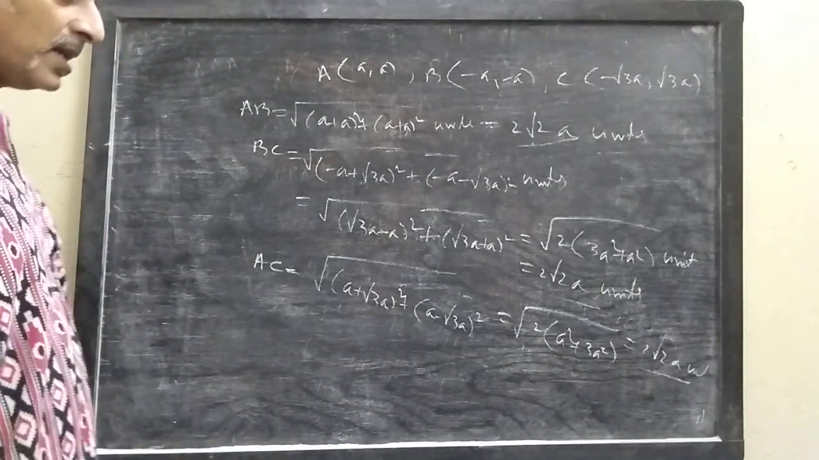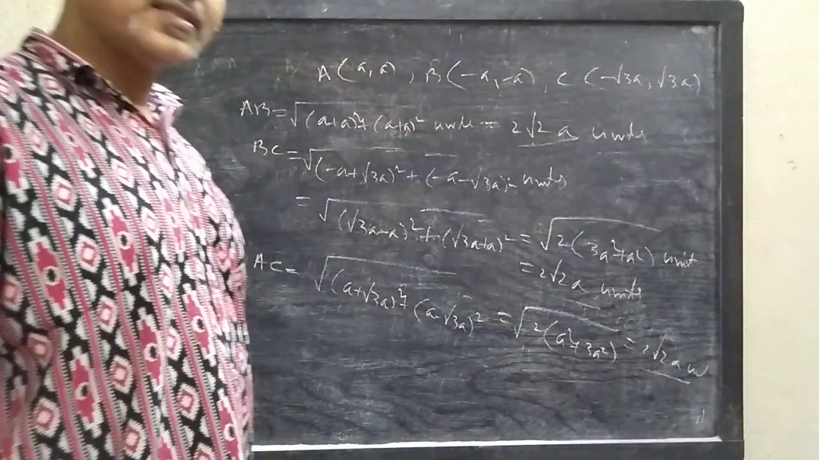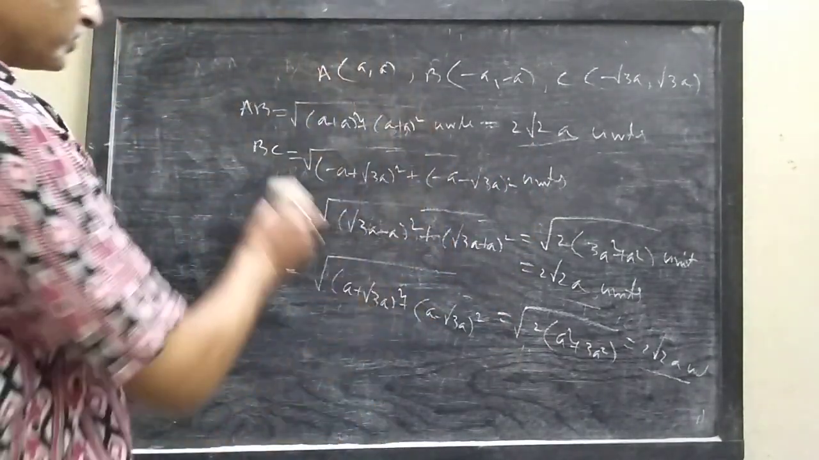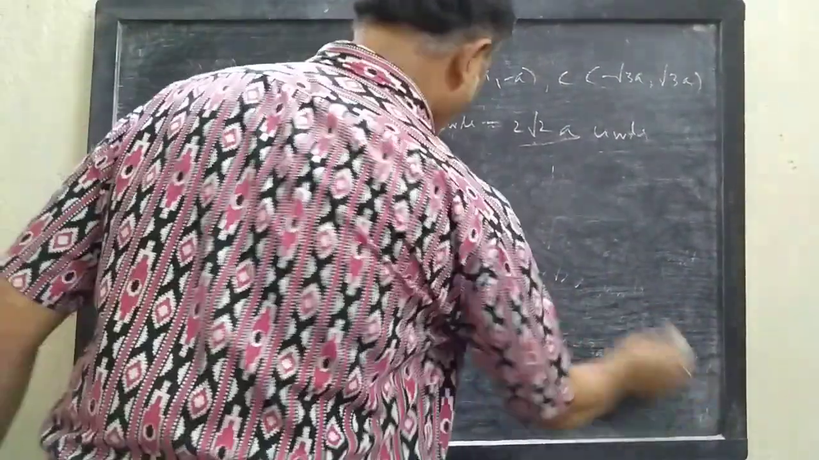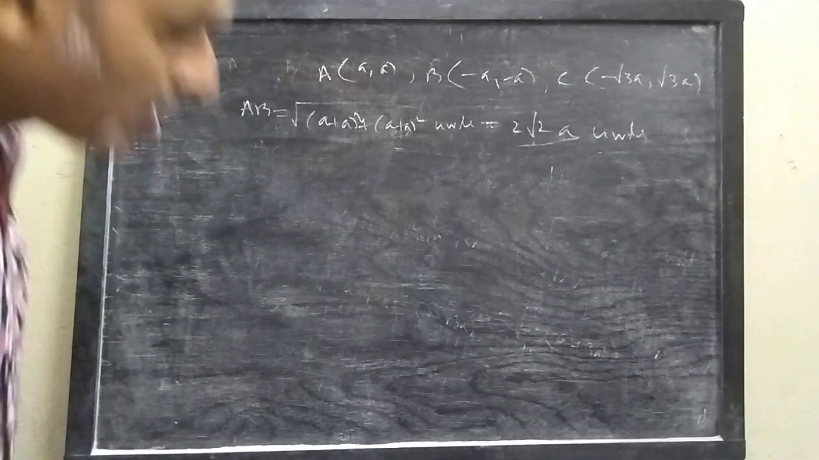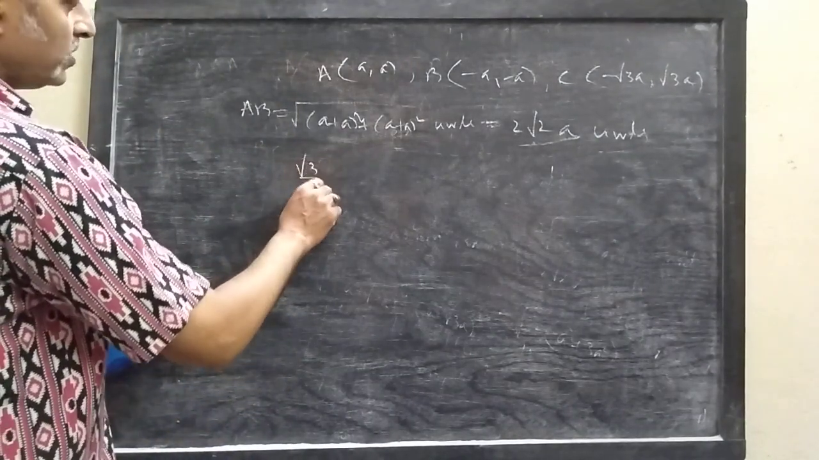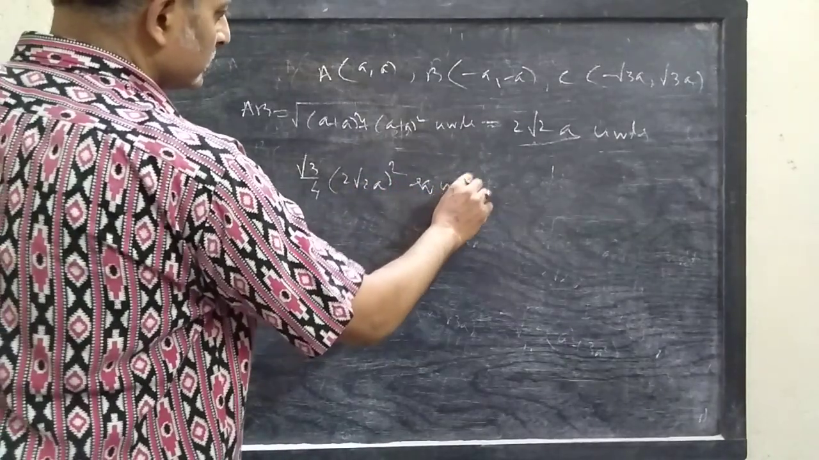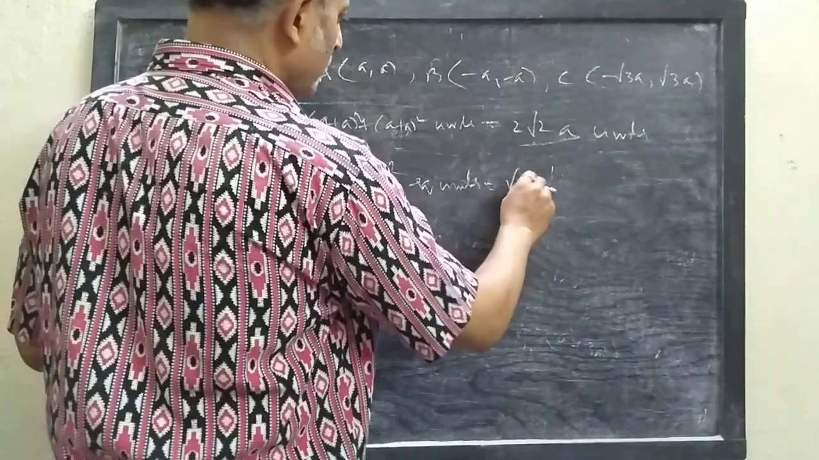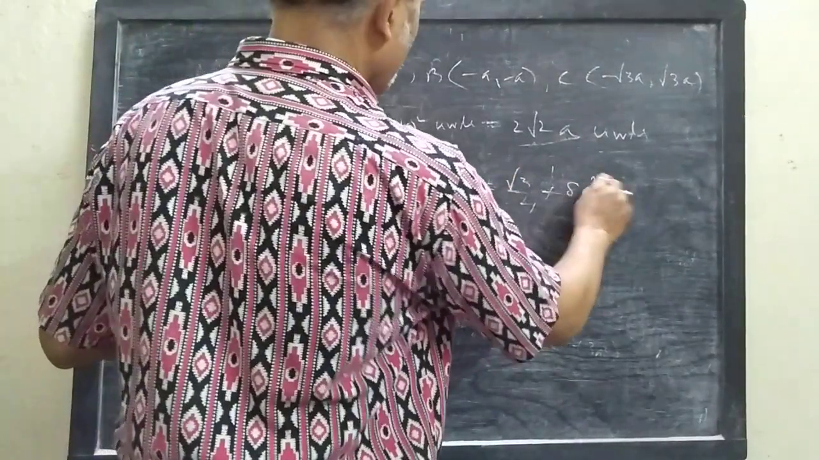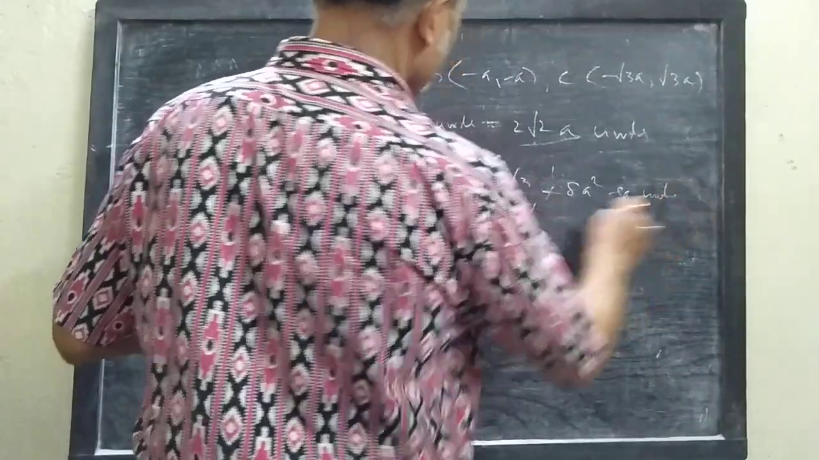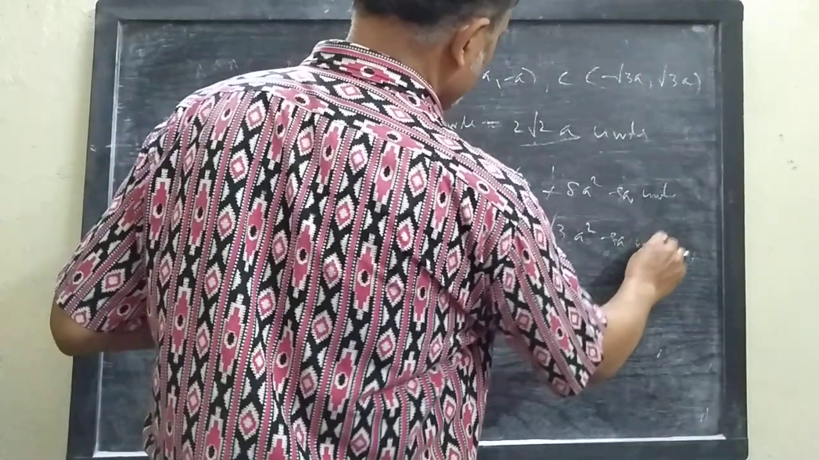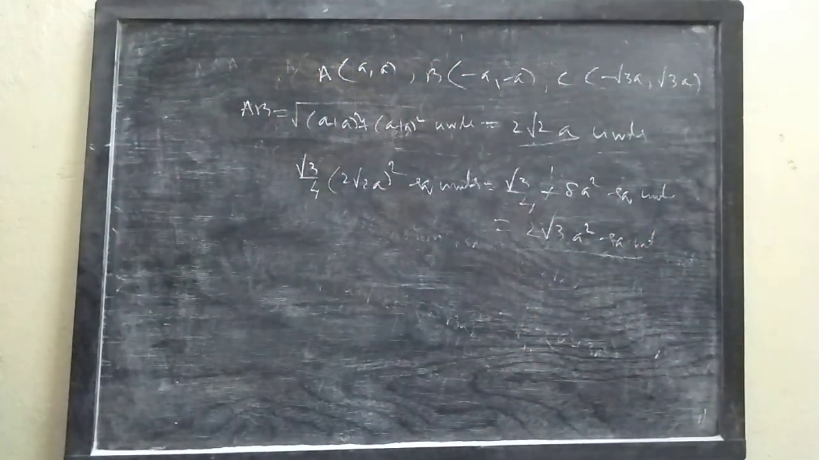Now conclude that thus we find triangle ABC is an equilateral triangle having length of each side 2√2a units. So its area will be, we know the area of an equilateral triangle is √3/4 into side square, into (2√2a) whole square square units. So this will be √3/4 into 8a square square units. This equals 2√3a square square units. This is the result.